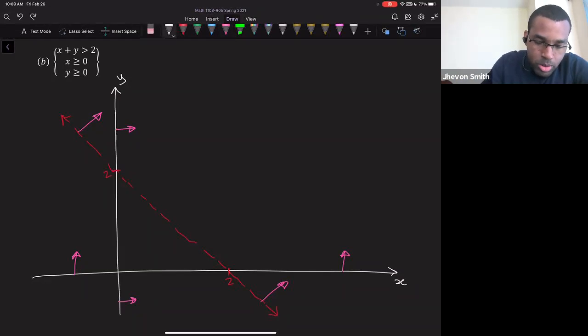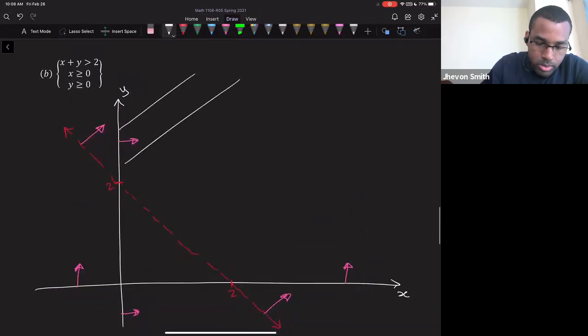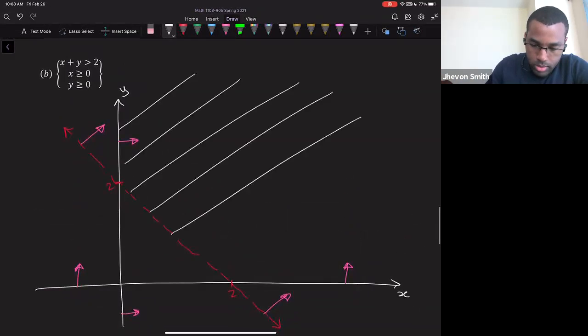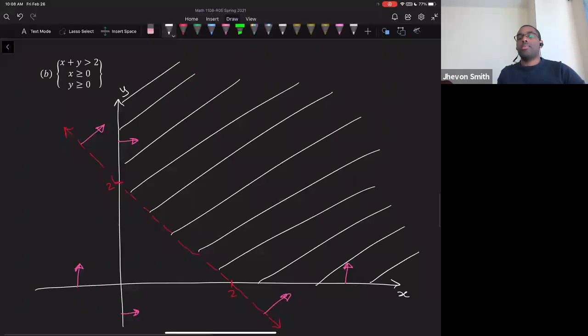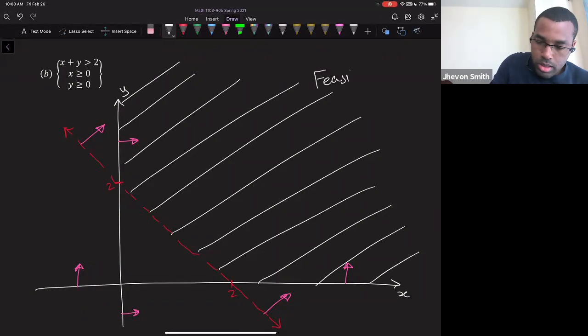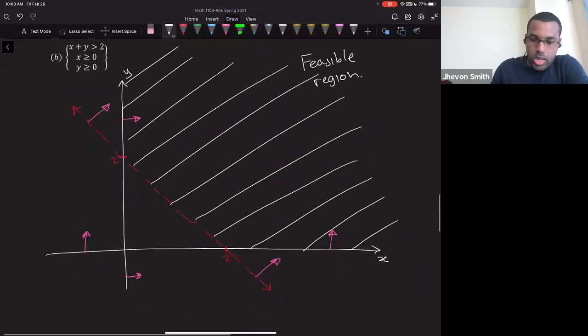That tells me the feasible region is over here. Okay. That's the feasible region. Okay, so that's the solution to this system of inequalities, right?